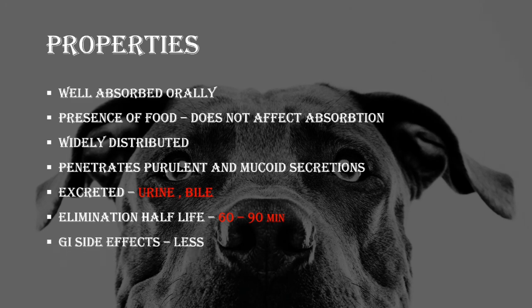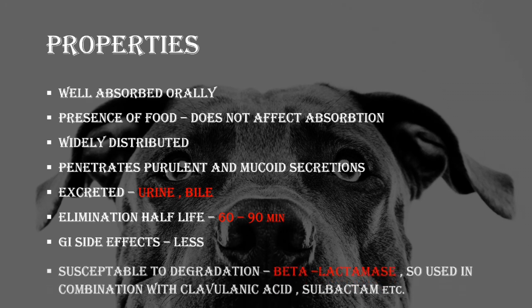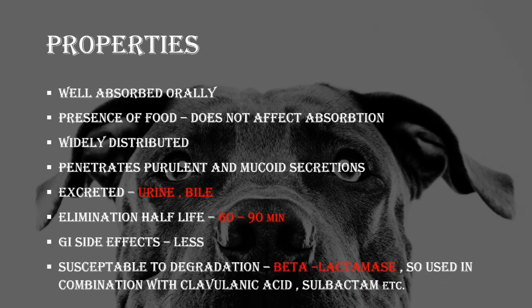The GI side effects are very few in the case of amoxicillin, and it is susceptible to the beta lactamase produced by the bacteria, and it is thus used in combination with clavulanic acid, sulbactam, etc.